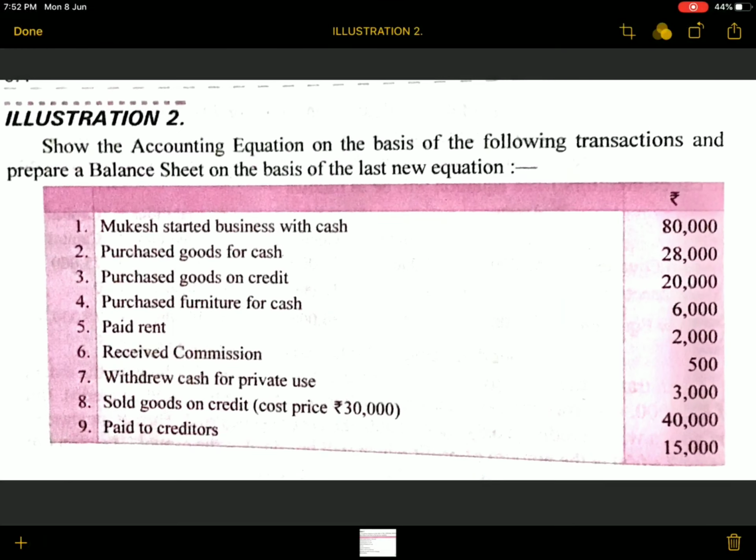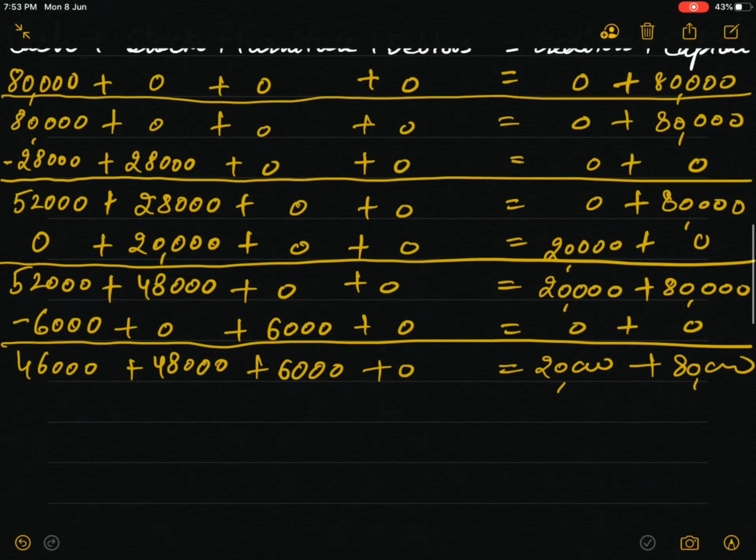Next is paid rent. Whenever any nominal account is given in the question, like rent, if it is an expense, it will be minus from the cash as well as capital, and if it is an income, it will be added to the cash as well as capital. Now in this fifth transaction, paid rent, it is an expense, so it will be minus 12,000 from the cash as well as capital.